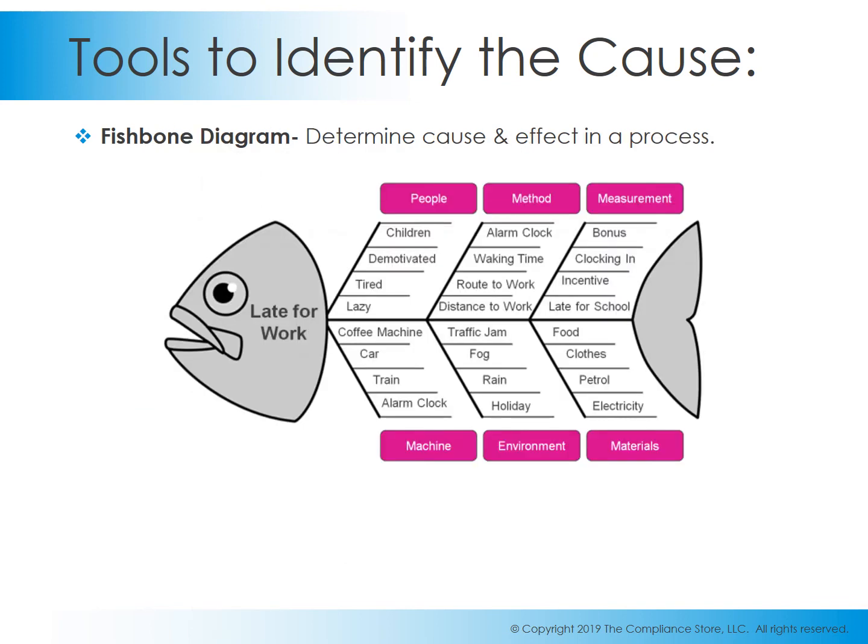Fishbone diagrams help us look at a breakdown in a process to determine cause and effect. Here we have an example of a fishbone diagram for why someone might be late for work. Reasons fit into several categories. By laying out all the possible reasons, you can begin to figure out which one of these is the root issue or problem.